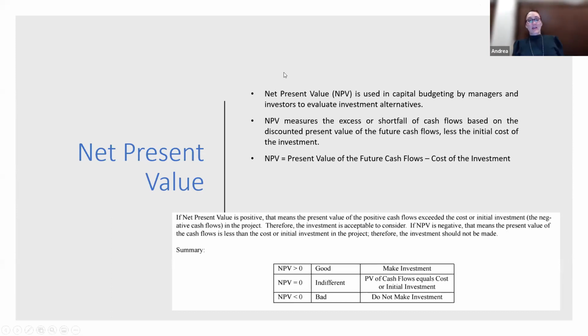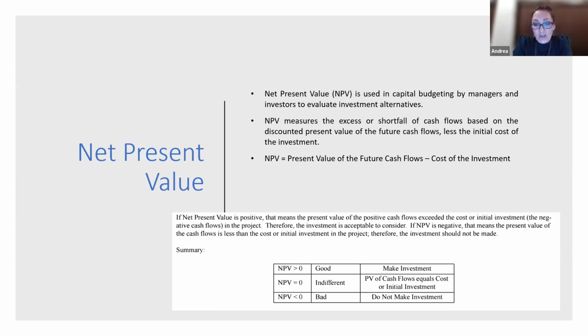All right. So net present value. Net present value is used when managers are doing budgeting, or if investors are looking at investment alternatives. It's going to measure if there's going to be an excess or a shortfall of cash flows based on the discounted present value of future cash flows less the initial cost of the investment. So the net present value is the present value of the future cash flows minus the cost of the investment.